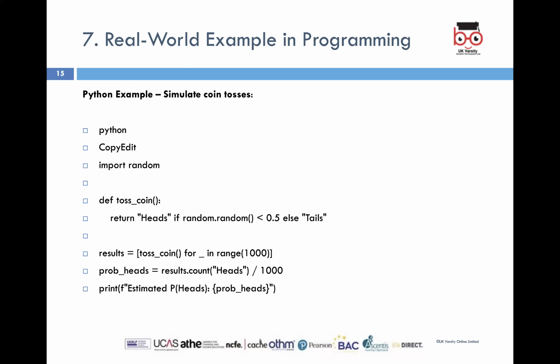Python example, simulate coin tosses. Here's a piece of code in Python. Define the function toss_coin, which returns heads if random.random is less than 0.5, else returns tails. Results equals toss_coin for each in range 1,000. Probability of heads equals results.count heads over 1,000, and then print this number as the probability of heads.